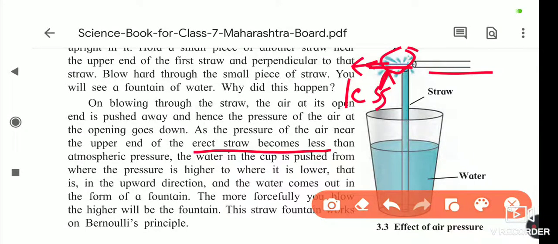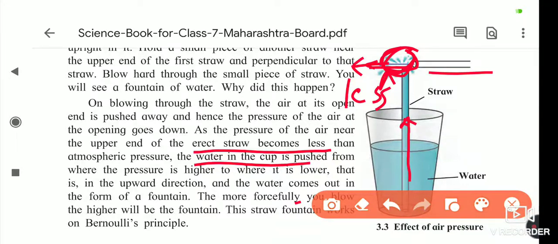When we are blowing from this position, the air pressure becomes less, and then the atmospheric pressure pushes on the water in the cup. Because of this lower pressure, the water from this glass comes up in the straw. Water moves from where the pressure is higher to where it is lower, so it goes in the upward direction. That place has more water pressure inside it, and that water is pulled up.